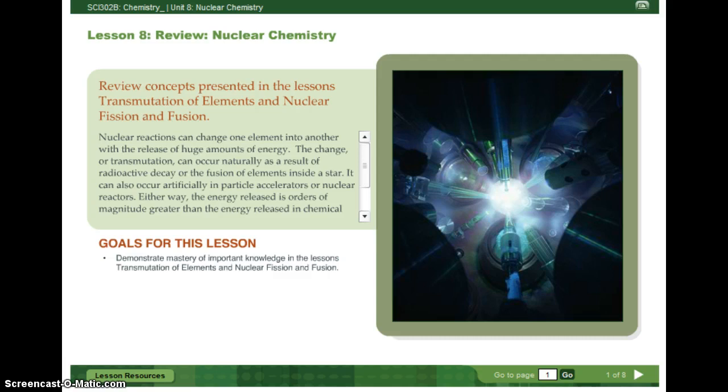Yay! 8.08 Review, Nuclear Chemistry. Review concepts presented in the lessons, transmutation of elements, and nuclear fission and fusion. Nuclear reactions can change one element into another with the release of huge amounts of energy.